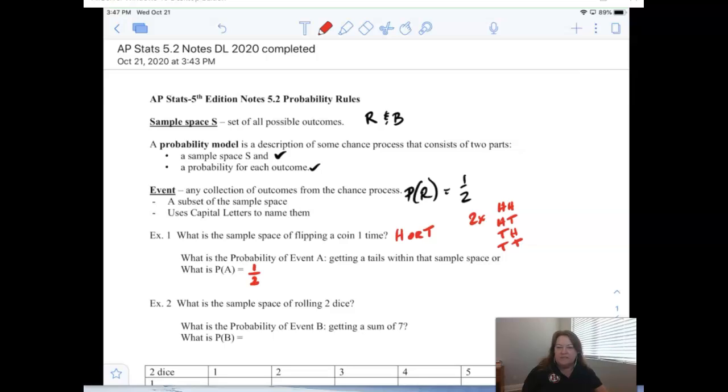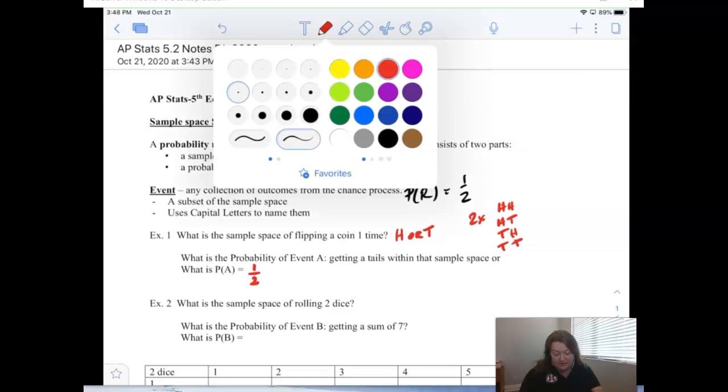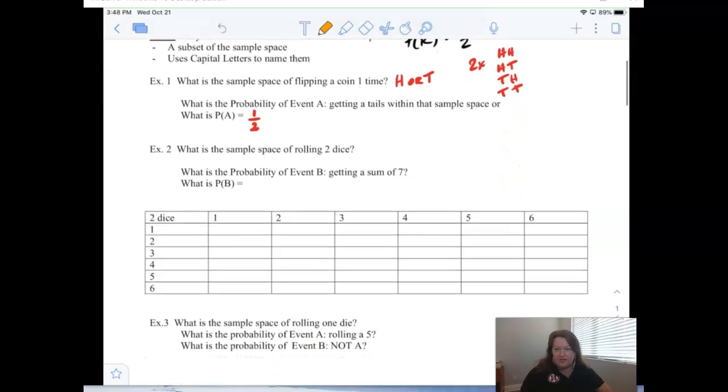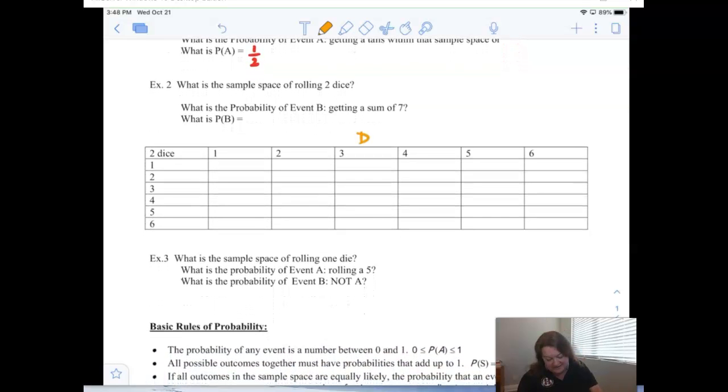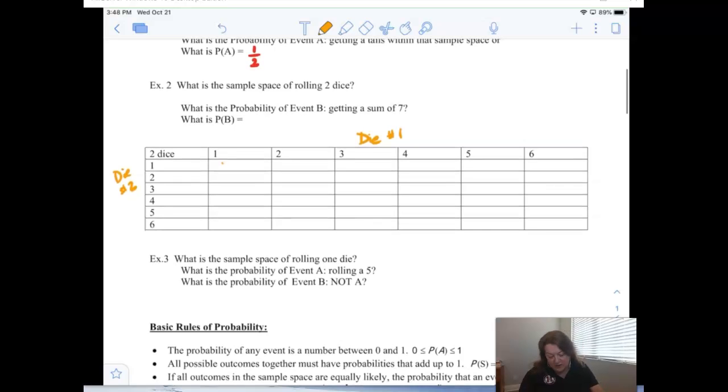Okay, next one, what's the sample space for rolling 2 dice? Okay, so that gets a little bit more complicated, right? Because each die has 6 sides, and there's 2 of them. So we have a little bit more to work with here. So I created a chart of like, okay, here's die number 1 and die number 2, right? And there's all of our sample space. We could get a 1 and a 1, we could get a 1 and a 2, we could get a 1 and a 3, and so on, okay?